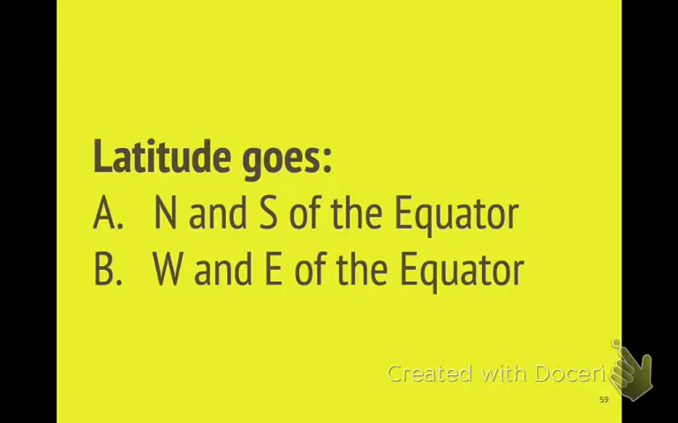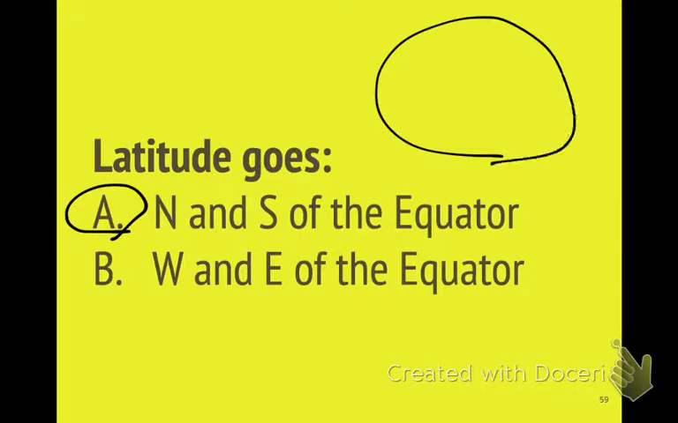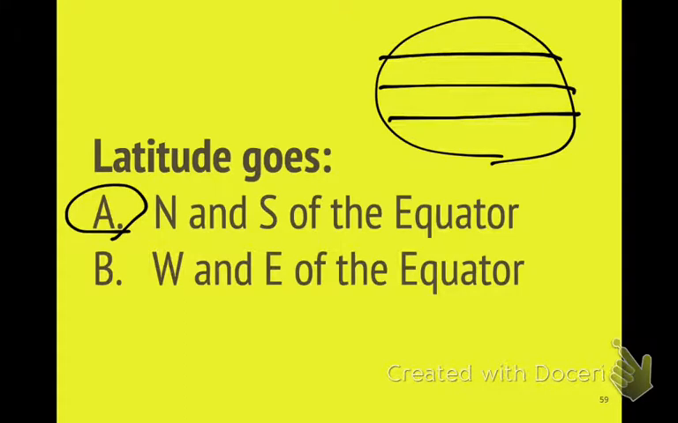Okay, latitude, the correct answer is A. Latitude goes north and south of the equator. Remember, you have the Earth, here's the equator. You travel north to draw your new line, or you travel south to draw your new line. It is not saying that you're drawing a line north and south. It's saying how you move in order to draw your next line. So that was our last little review question.